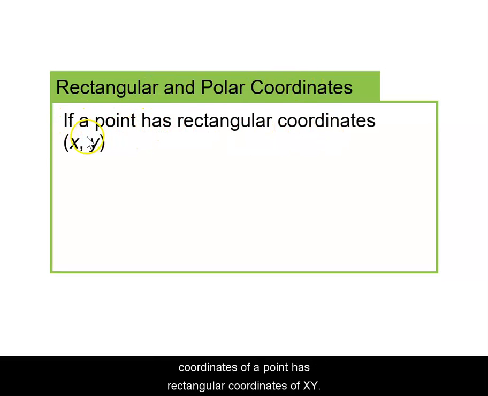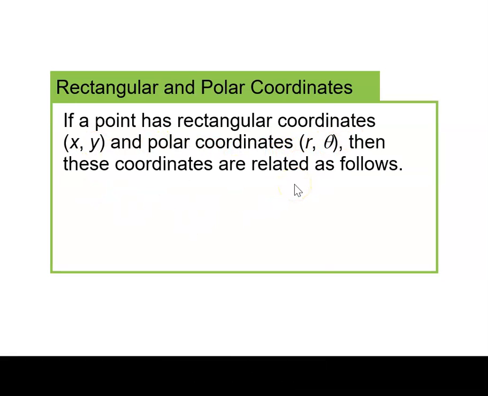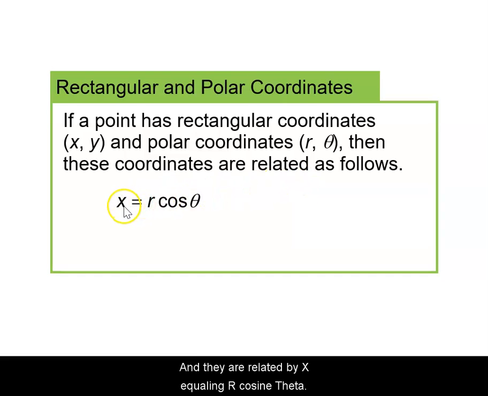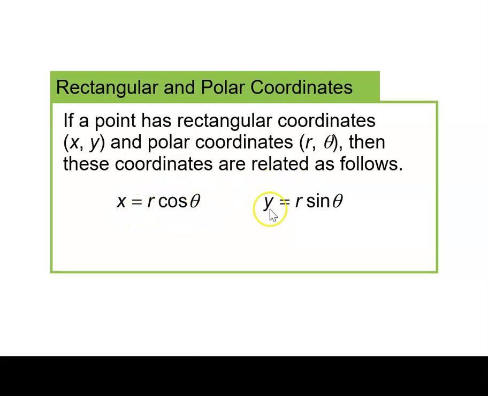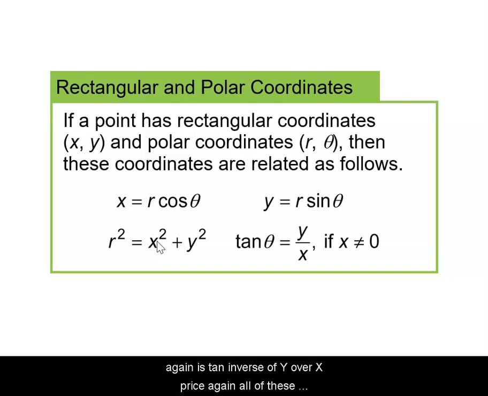So rectangular and polar coordinates. If a point has rectangular coordinates x, y, and polar coordinates r theta, these things are related to each other, right? They are related by x equaling r cosine theta, y being r sine theta, and r squared being x squared plus y squared, or another way of thinking of that is that r equals the square root of x squared plus y squared, very similar to how we would generally find the modulus or the length of a side, the Pythagorean theorem basically, right?